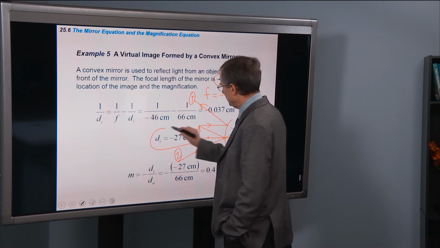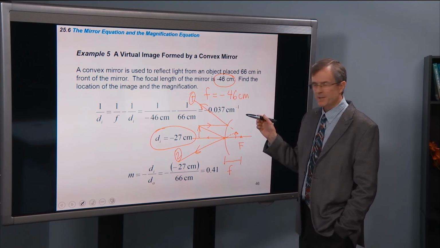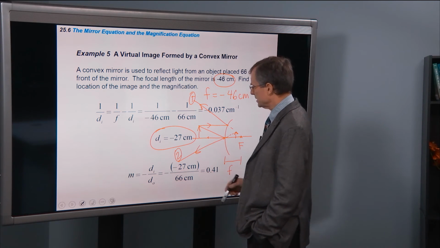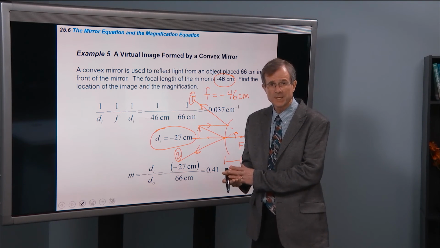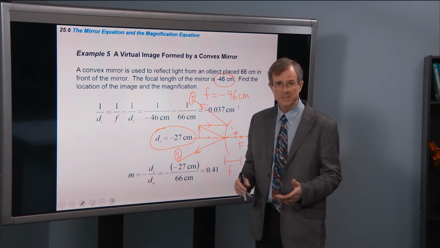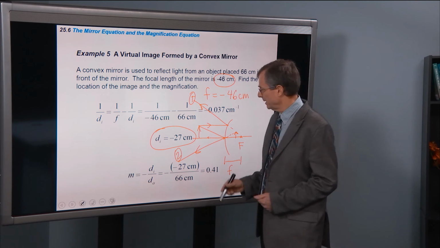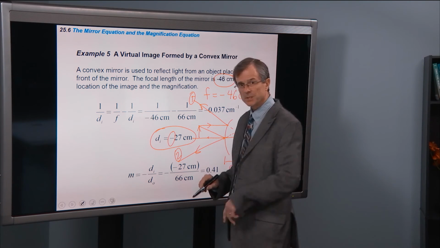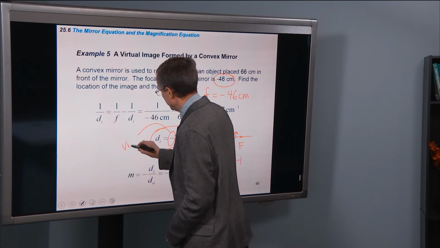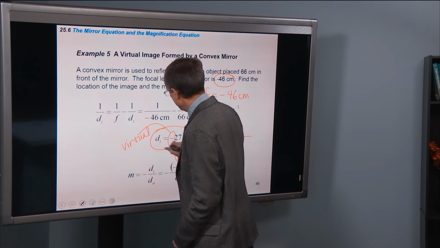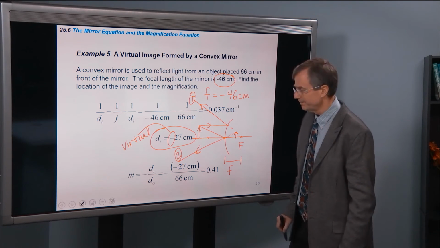We just do the math in the same way we've been doing the math before. Find the image distance, it's minus 27 centimeters. We say, oh, darn it, I must have made a mistake. The image distance is negative. And I say, not a mistake. It gives you the information that this image is virtual. That minus sign says the image is virtual.